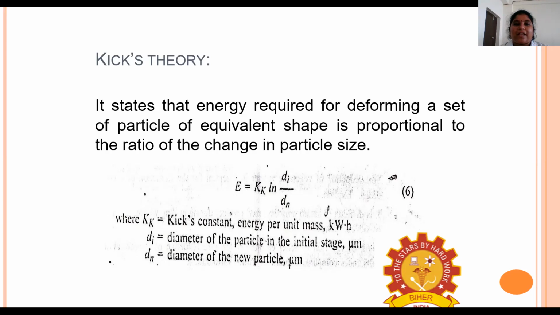K is the Kick's constant. E is the energy, so Kick's constant is energy per unit mass. And di is the initial diameter, and dn is the new diameter.